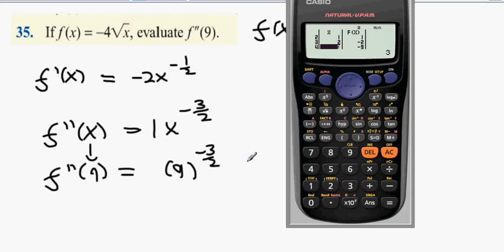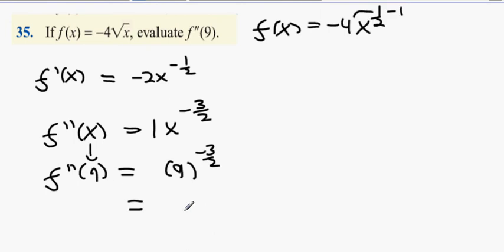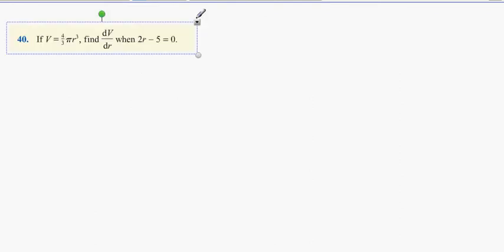Go to your calculator. We're going to put that into the calculator and see what we get. 9 power minus 3 over 2. And what we get there is 1 over 27. The answer is 1 over 27. Okay? Moving on. Number 40.